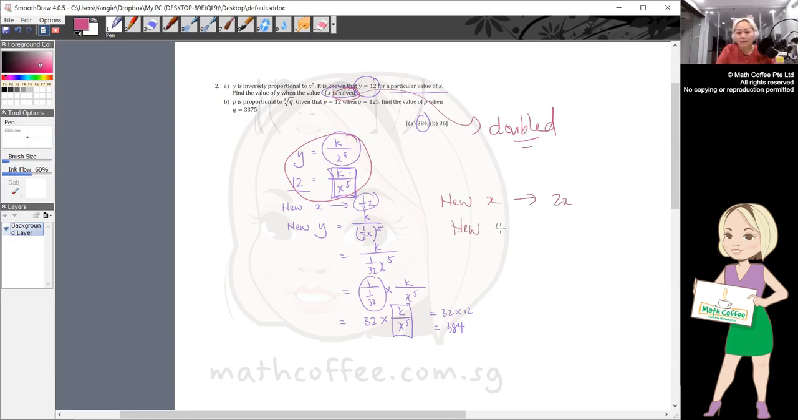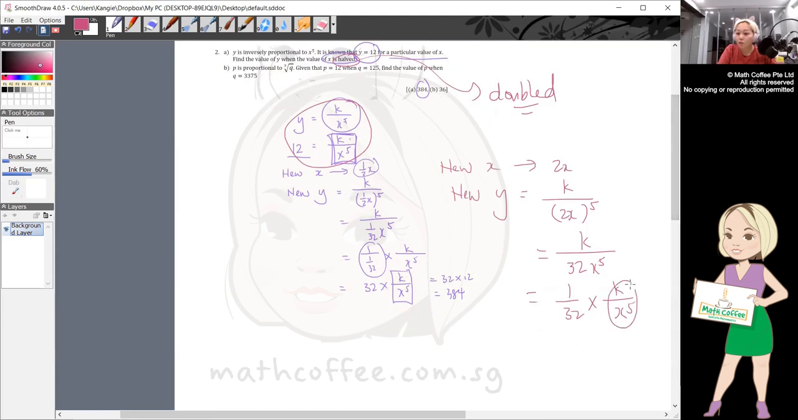So let's find my new y. So it will be k over bracket 2x to the power of 5. And I will have k over 32x5. Did I make something wrong? Oh yeah, correct. Okay, correct. So 32x5, this time round, is 1 over 32 multiplied by k over x5. And again, this whole lump is 12. So I just take 1 over 32 multiplied by 12. And I will get 0.375.